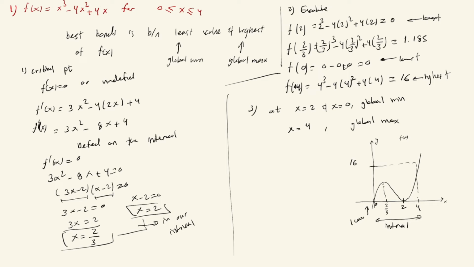Here at x equal to 0 and 2, this is the lowest value of the function, and the highest value of the function is when x equal to 4, which is 16. Now the best bounds of the function of x are between the global minimum value and the global maximum value. The global minimum is 0 and the global maximum is 16.